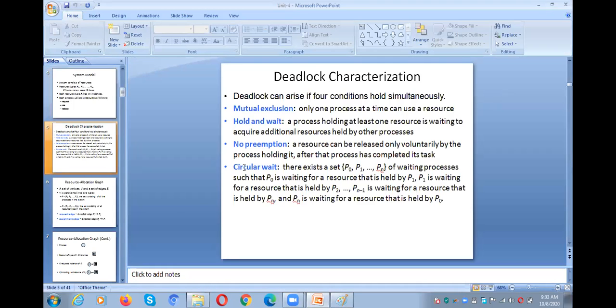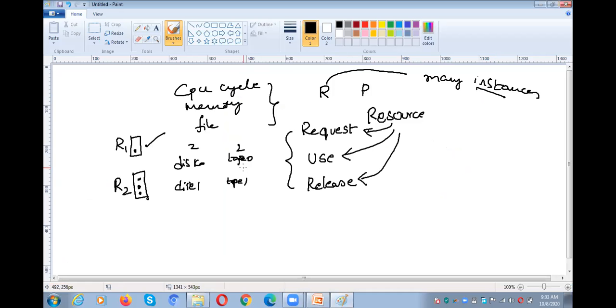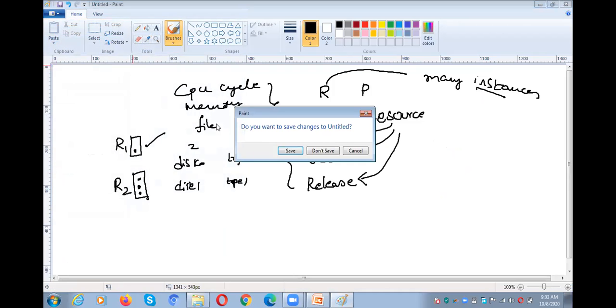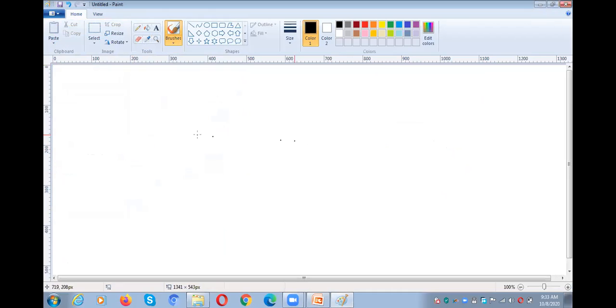And next, there are four necessary conditions for the deadlock. What are the necessary conditions for the deadlock? Mutual exclusion, hold and wait, no preemption, circular wait. Okay, no need to read out the entire thing, I will explain. What are the necessary conditions for the deadlock? Otherwise, we can call them deadlock characteristics. So, what are the deadlock characteristics? There are four deadlock characteristics.